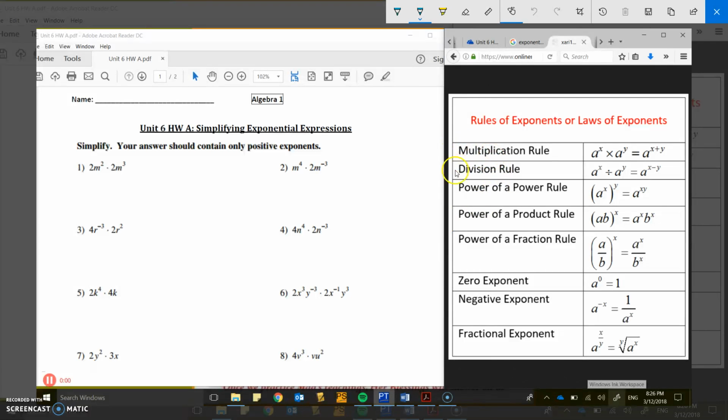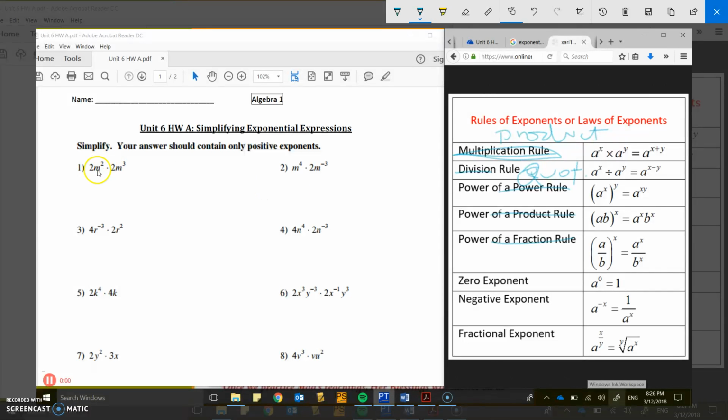So these are labeled a little bit incorrectly. We call this one a product rule, this one a quotient rule, and this one power rule, 0 and negative. Let's make this look more like a quotient.